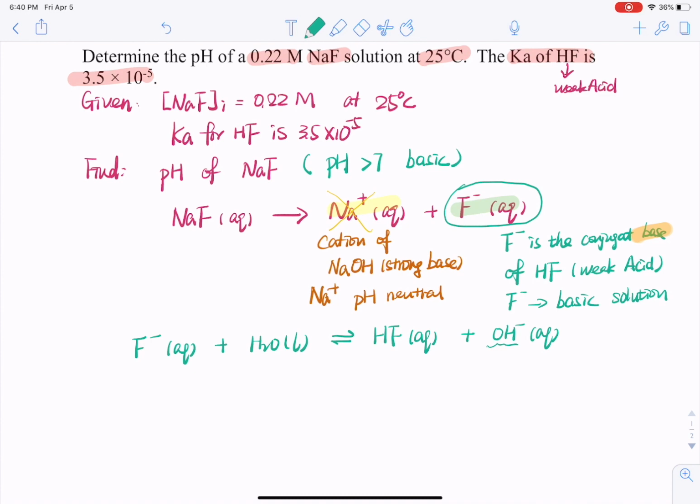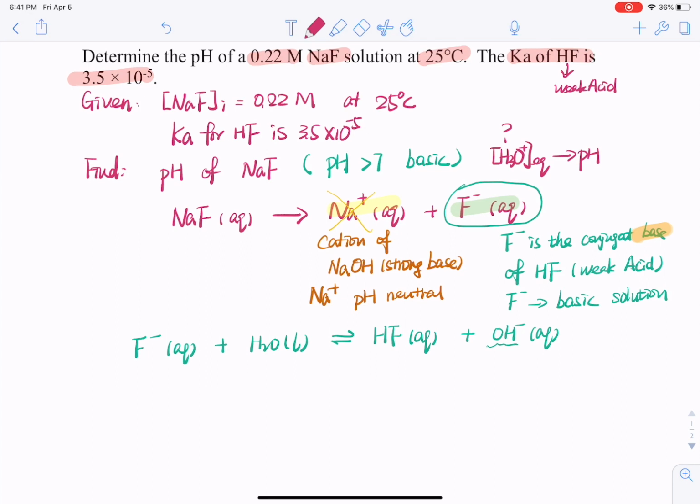Okay, so now let's keep on going. Let's go back to what we're trying to find out, the pH. And pH is about what? pH really is about the concentration of hydronium ion at equilibrium, right? So this is gonna give us pH. So the question will be, what's the hydronium ion concentration?